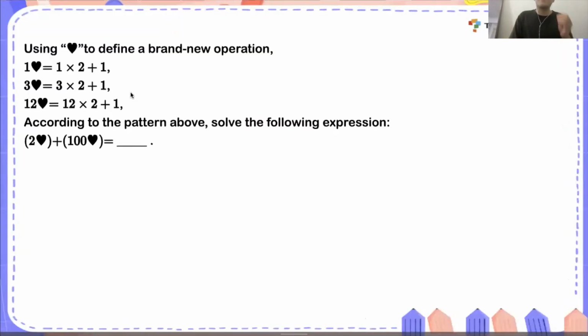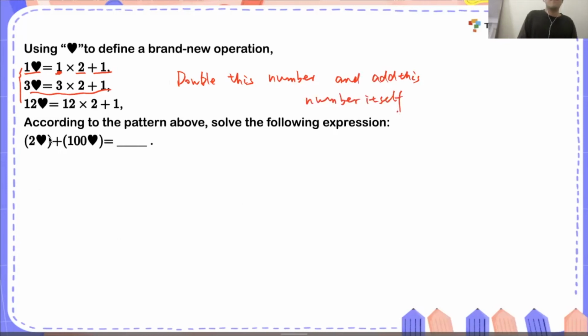And for the first question, we have a hat here, and to define a brand new operation. So we have some examples. One hat, that means one, that is the number itself. So that means this number times 2 add this number itself. So we can find the same rule by the second one. So if we just write down this new operation, that is double this number and add this number itself.